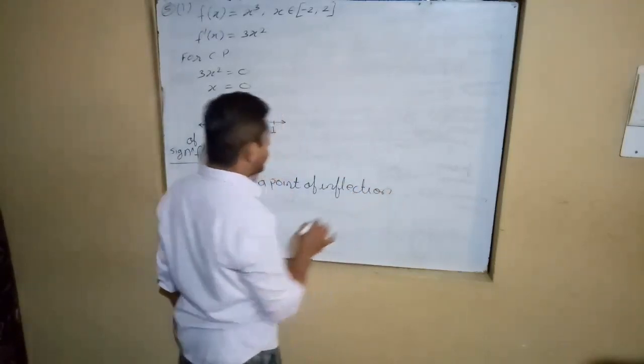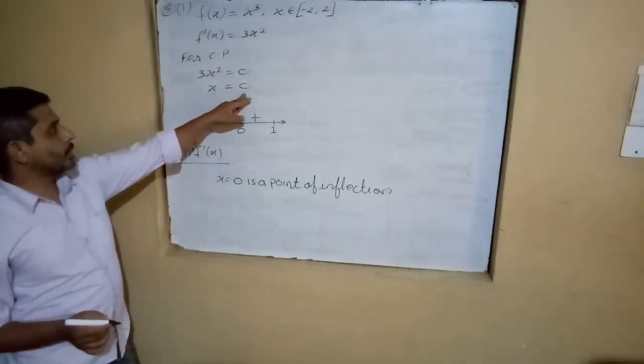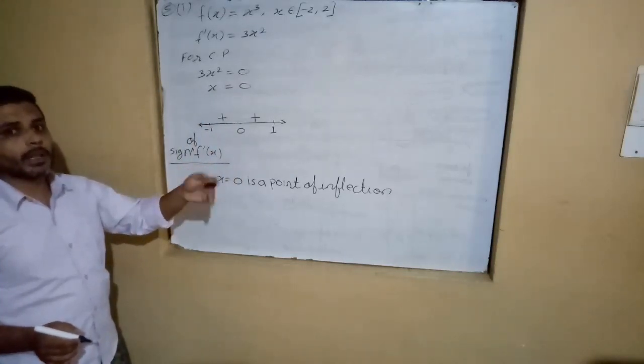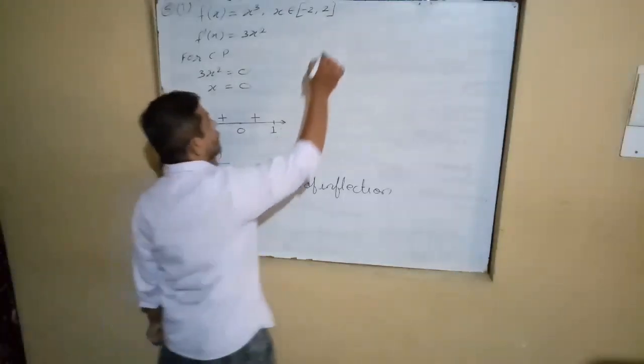And when x is equal to 0, it is a point of inflection, which means at x is equal to 0 there is no maxima and no minima. But we have to find the maximum and minimum value, that is, the absolute minima and absolute maxima.